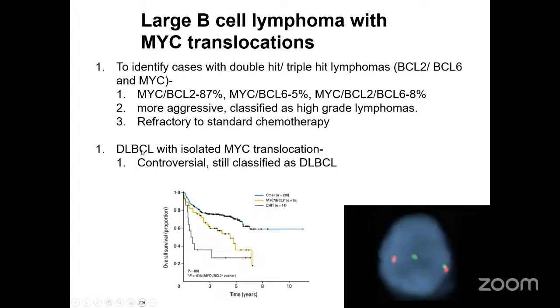But there are also certain cases that otherwise look like diffuse large B cells, and have isolated MYC translocation. And it is still classified as a diffuse large B-cell lymphoma in that scenario.